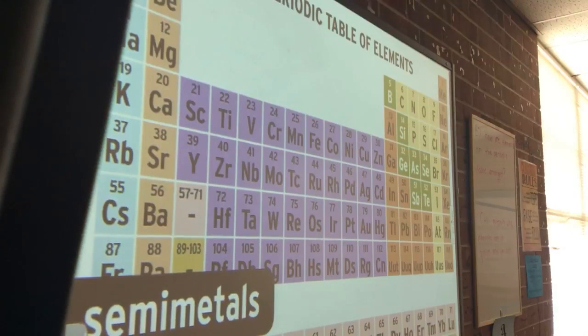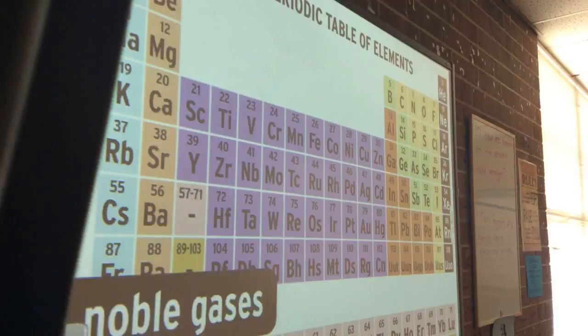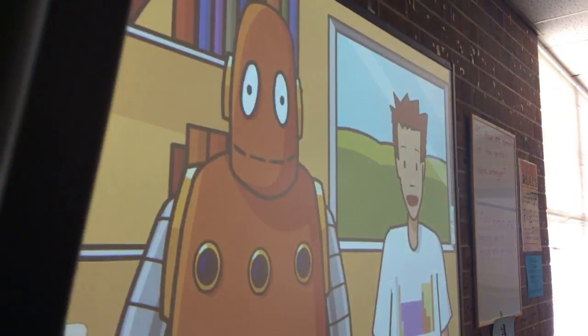Semi-metals, like silicon, conduct electricity only under certain conditions and are useful in electronics. Nonmetals have a variety of properties and include the carbon, nitrogen, and oxygen vital to life on Earth. Noble gases like helium and neon have outer electron shells that are full, and so they don't often react with other elements. So there you go, the periodic table of elements.